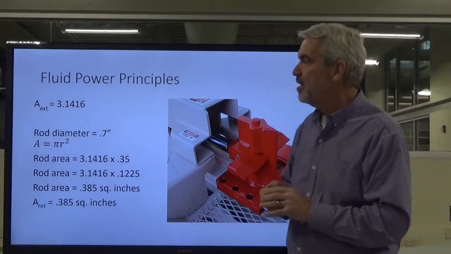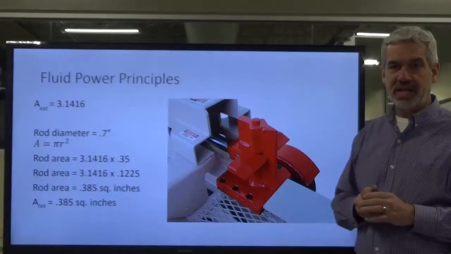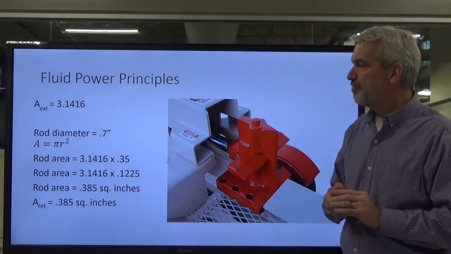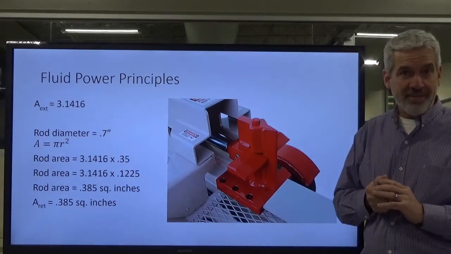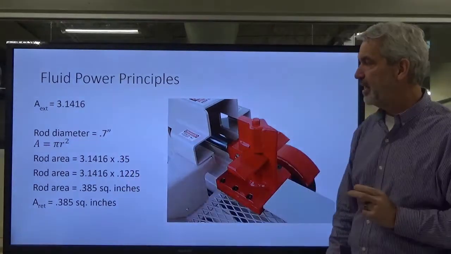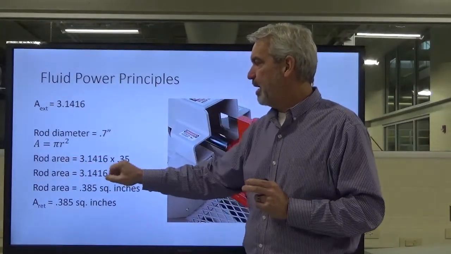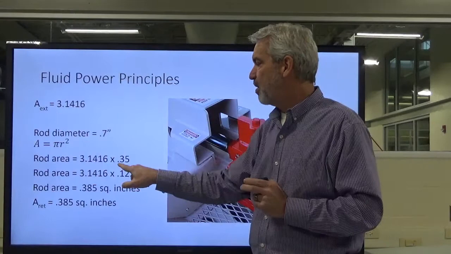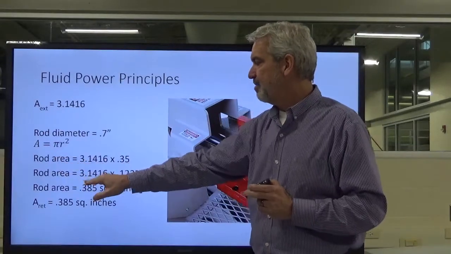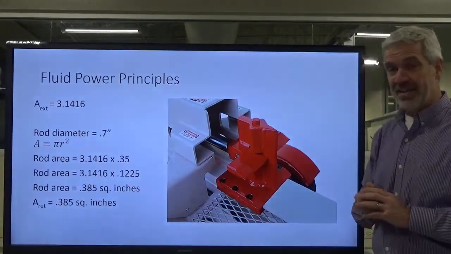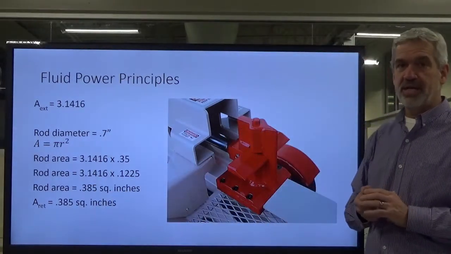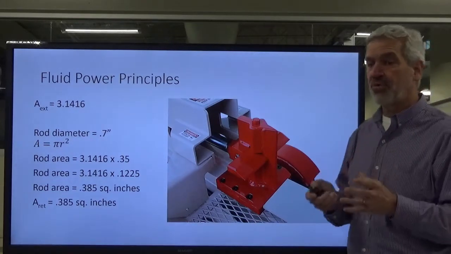So here's how we figure that out. First of all, we said the rod diameter is 0.7 inches. It's just about a 3/4 inch rod. That's the diameter, so the radius would be half of that. Half of 0.7 is 0.35. So we take our pi and multiply it by our radius squared. We have to square our radius. That comes out to 0.1225. So we've got pi times 0.1225, and that gives us a rod area of 0.385 square inches. That's 0.385 square inches of rod surface area.